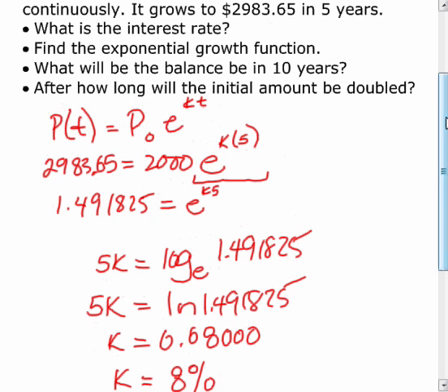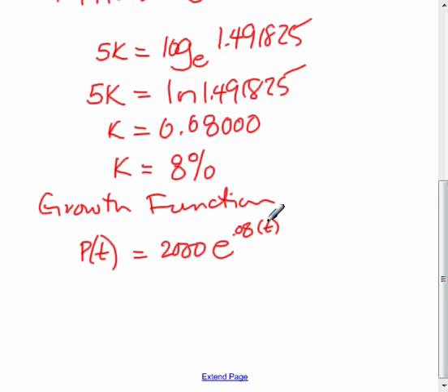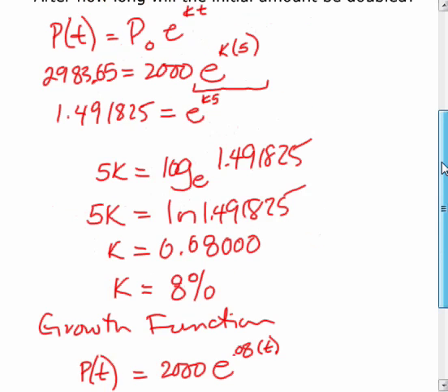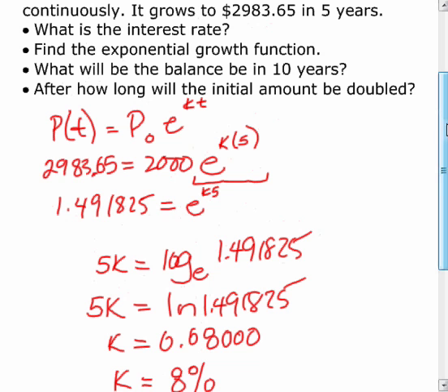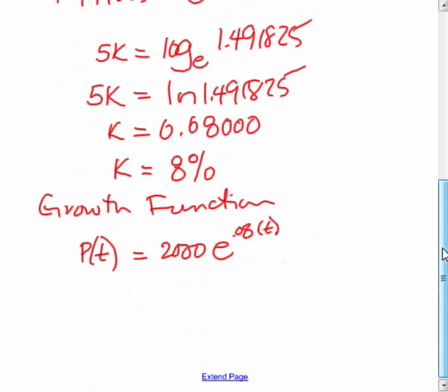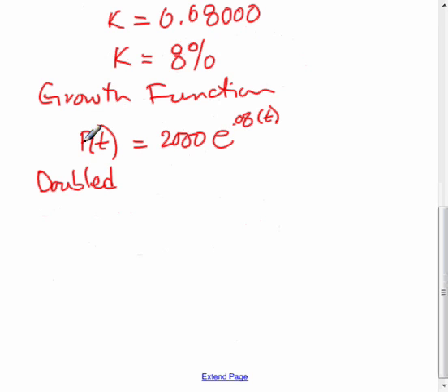Then it says, what will be the balance in 10 years? Okay, I just substitute in a 10 and then multiply it all out. If they say, how long will the initial amount be doubled? Then I'll do the same thing as I did before. Maybe I'll do that one. If I want to know how long until it's doubled, I would say, well, to double my 2,000, I would get 4,000 is equal to 2,000 times e to the 0.08 times t.